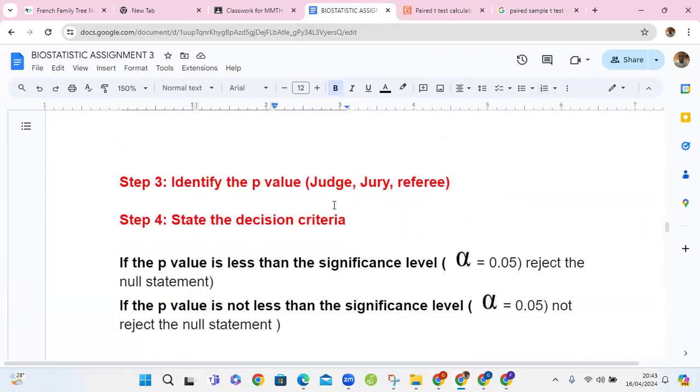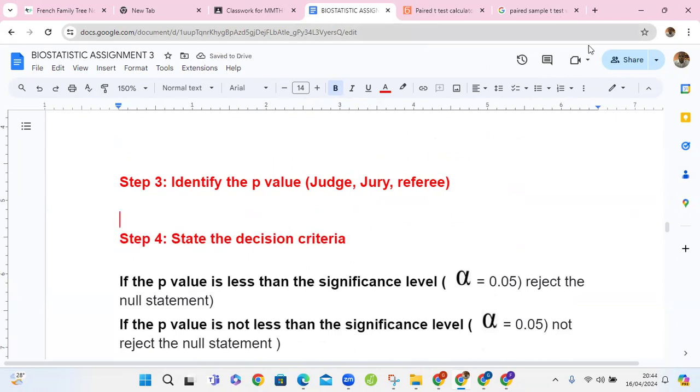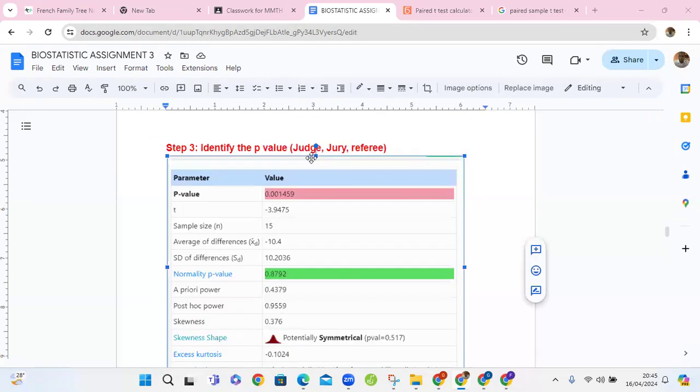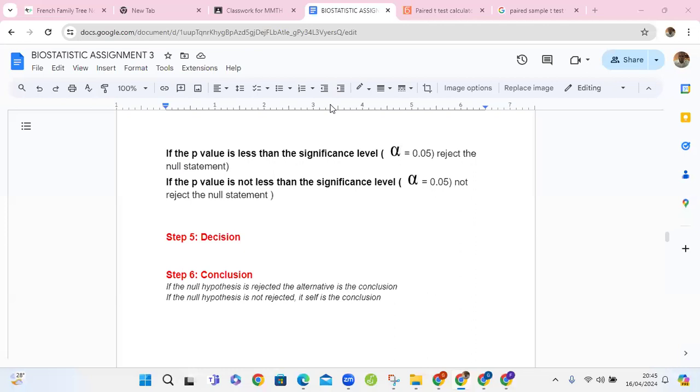So let's calculate and let's go to the next step. It says identify the p-value, which is the judge. So we can just copy the output. So we can clearly see the p-value is 0.001459. Now let us recall the decision criteria. If the p-value is less than the significance level alpha 0.05, we reject the null hypothesis. If the p-value is not less than the significance level, if it is greater than the significance level, we do not reject the null hypothesis.